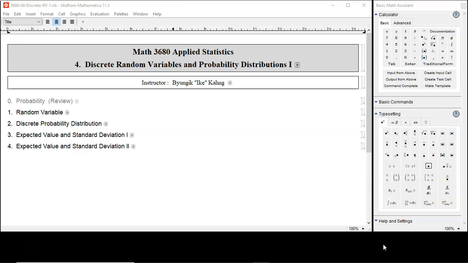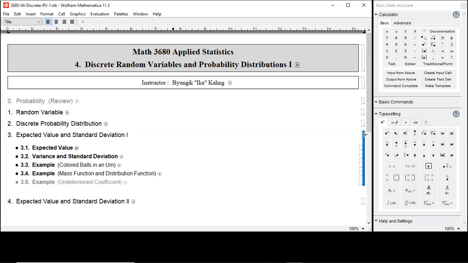Hello students, welcome back. Let's go to the next topic, expected value and standard deviation. We have section 3 and section 4, and I'm sure that I'll be able to cover section 3 all right, no problem, within week 4. And as for section 4, I'm not so sure. It may have to be carried over to the next lesson, or maybe we can cover it, I don't know. We'll try it anyway. Okay, here we go.